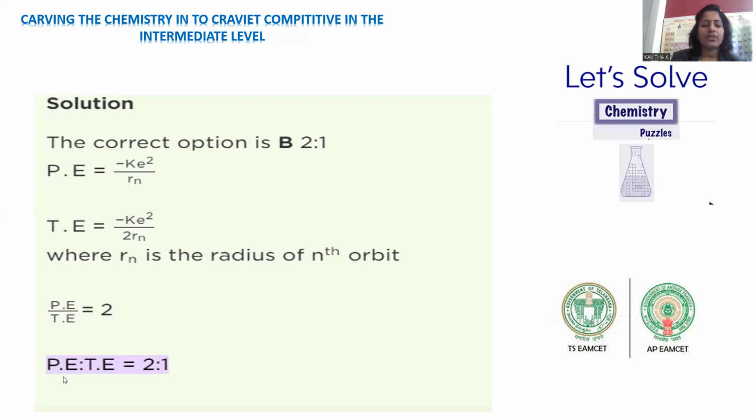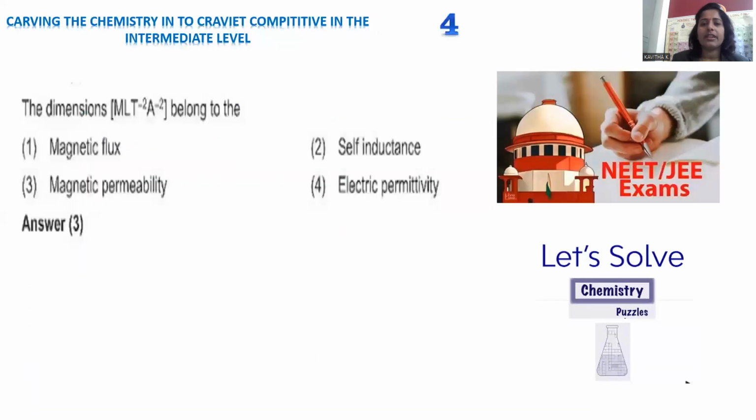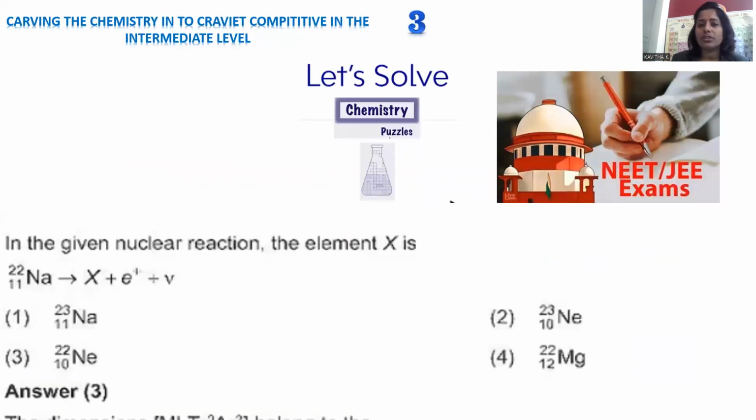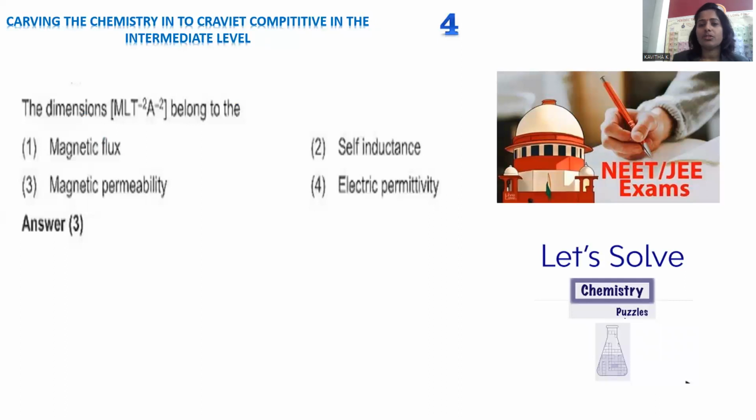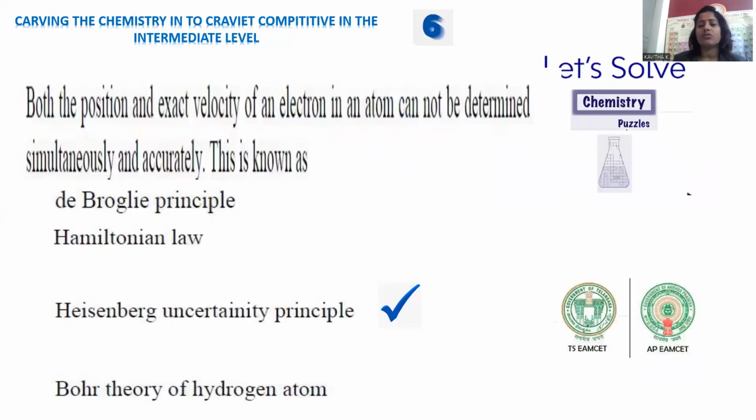So if you take the ratio exactly, potential energy is to total energy is equal to 2:1. This is the way we can answer the question. For question number 5, the right answer will be option number 2. So whatever questions we discussed, third and fourth are NEET 2023 questions. Question number 5 and question number 6 belong to EAMCET entrance examination questions.